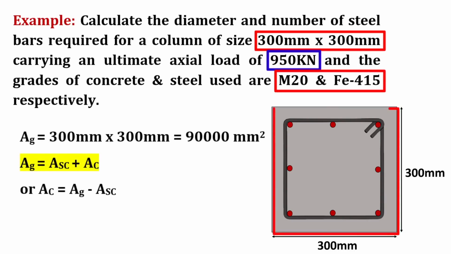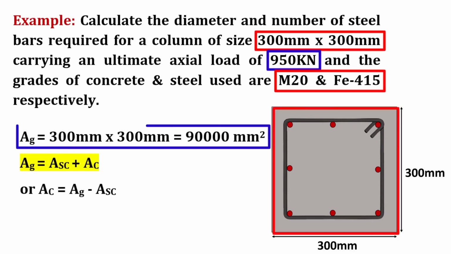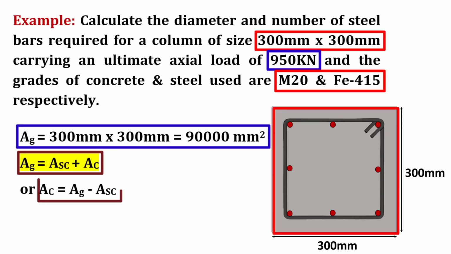The gross area of this column, that is area of cross section, will be equal to 300 mm into 300 mm, and the total will be 90,000 mm square. As we know, AG is equal to ASC plus AC, where ASC is the area of steel and AC is the area of concrete. Or we can simply write it as AC equal to AG minus ASC.